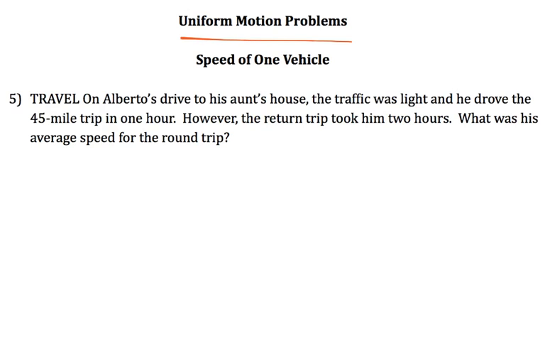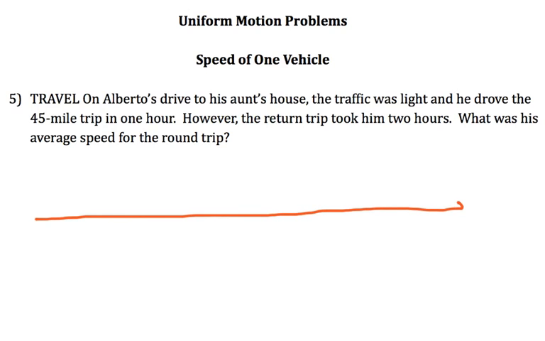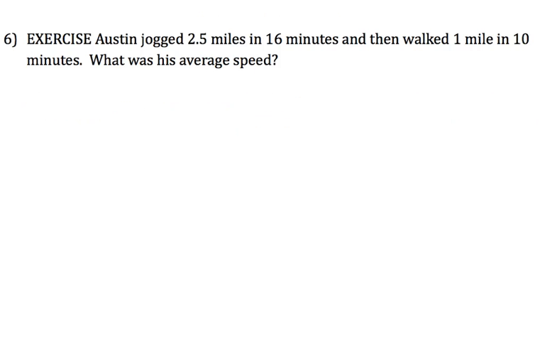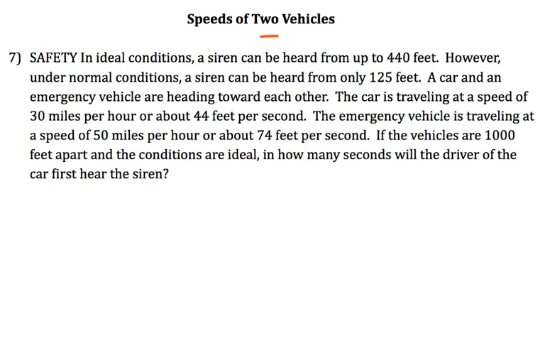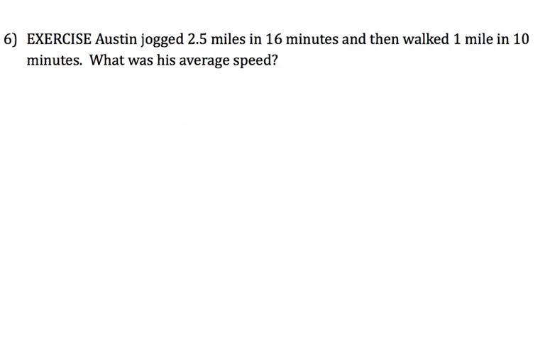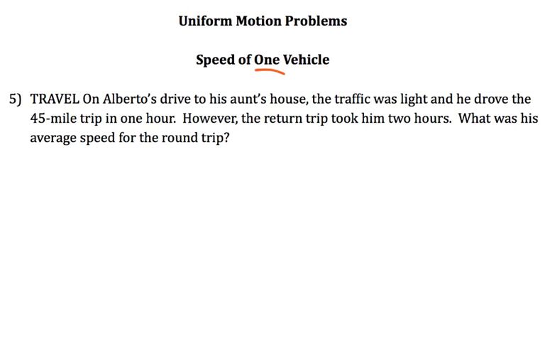Uniform motion problems. This means there's no accelerating or decelerating going on. So it's just something that's moving at a steady speed over an entire distance. And looking ahead, here's one vehicle versus two vehicles. And pretty simply, you can guess that one vehicle is easier.